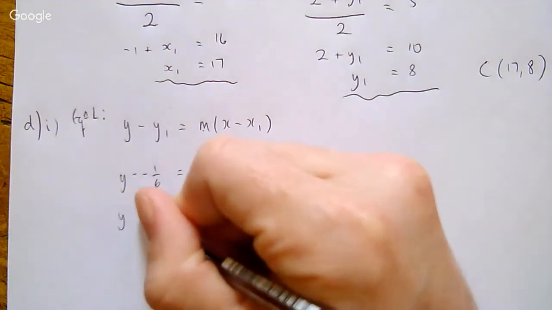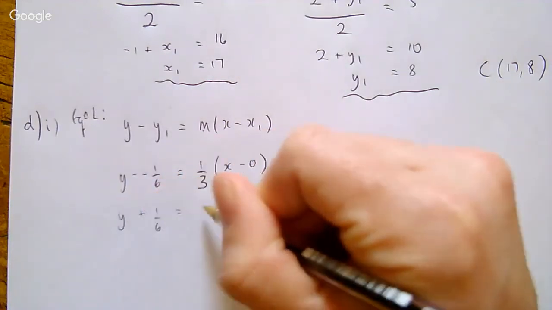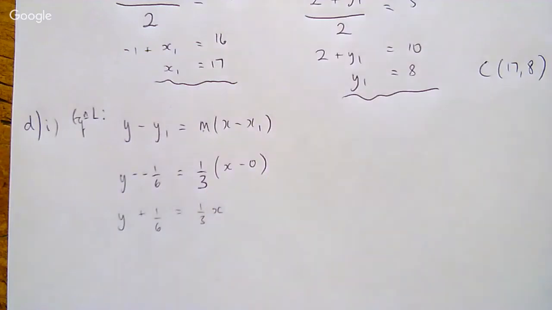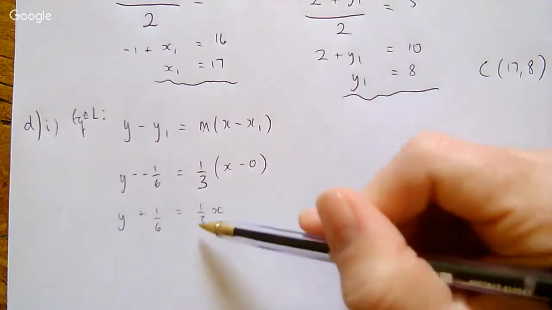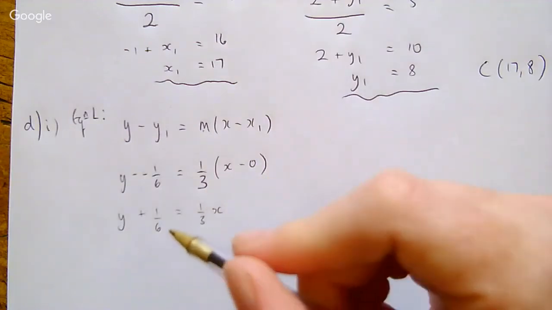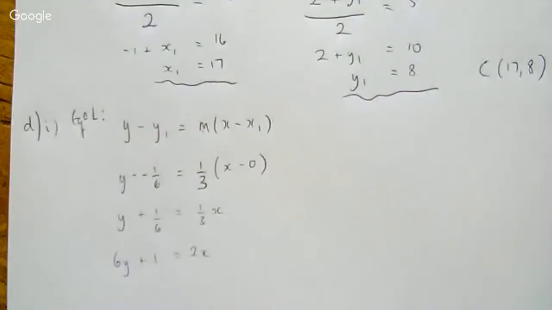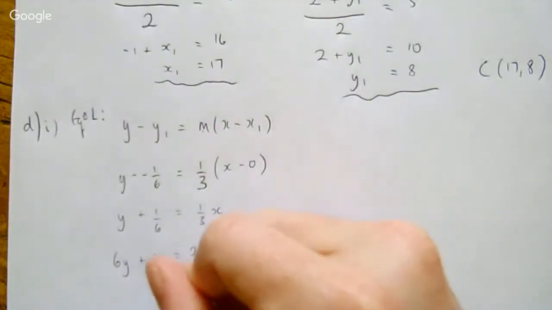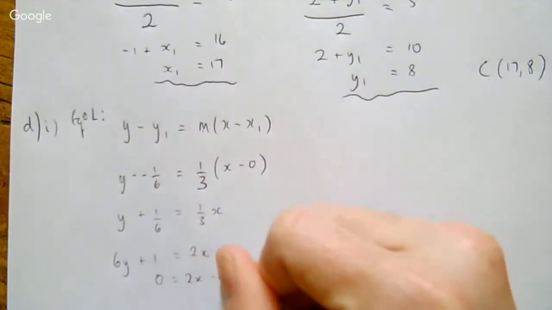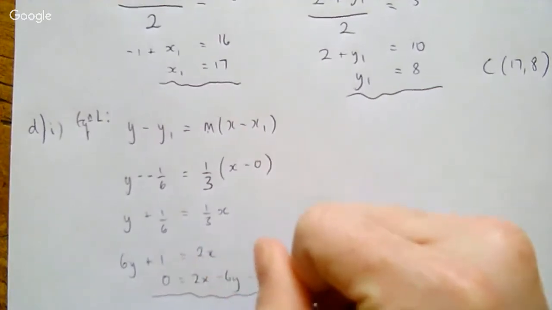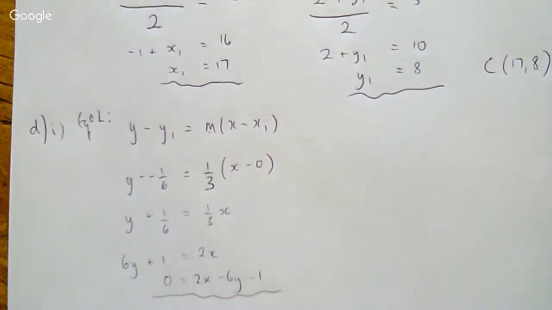So I'm going to get y plus 1/6 is equal to 1/3 x. I don't like the over 3 bit, I don't like the over 6 bit, so I'm going to times everything by 6. So I'm going to get 6y plus 1 is equal to 2x. And then I'm going to keep the x positive and say 2x minus 6y minus 1 equals 0. So that's my equation for L.